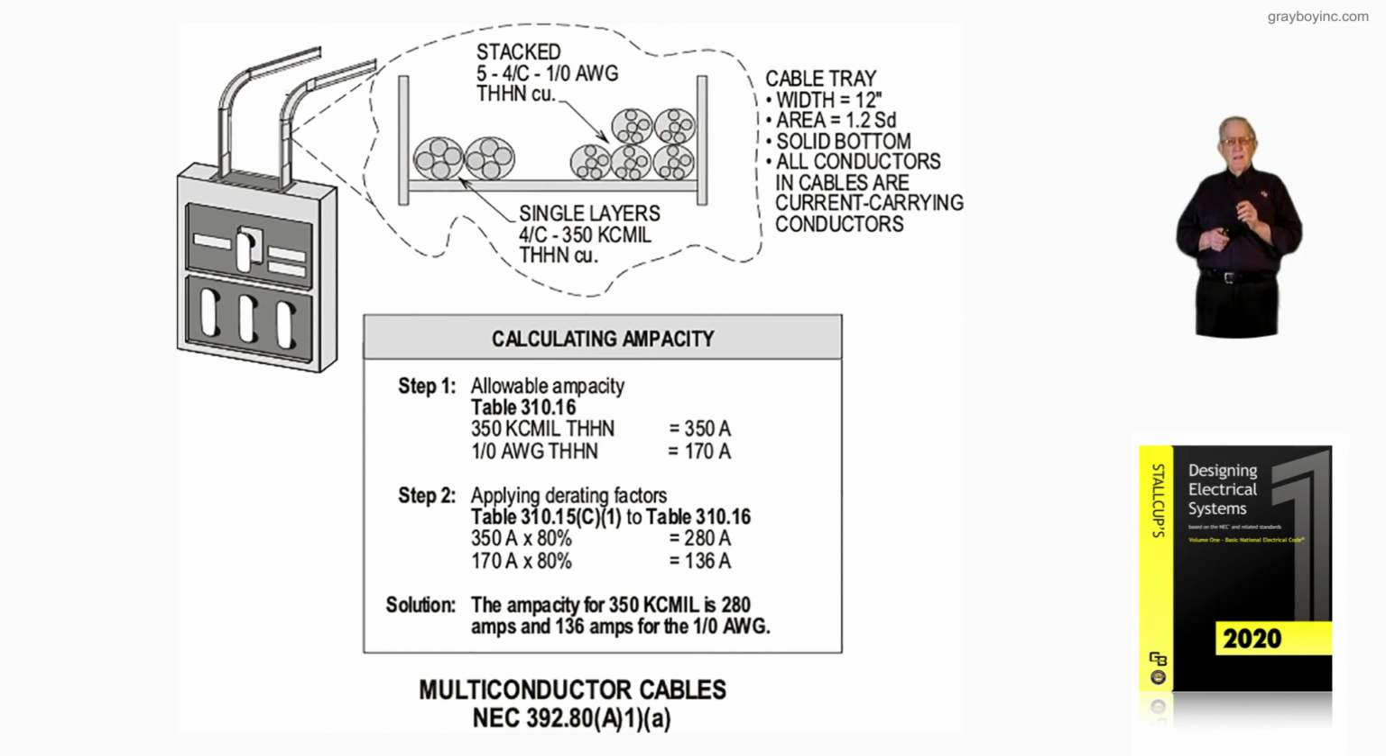So the solution and the answer is the ampacity for 350 kcmils, due to the current carrying characteristics, is 280. For the 1/0 conductors, 136 is the new ampacity. So this illustration for multiple conductor cables is illustrating that when all the conductors are current carrying, there is an adjustment factor required, as outlined in Table 310.15(C)(1).